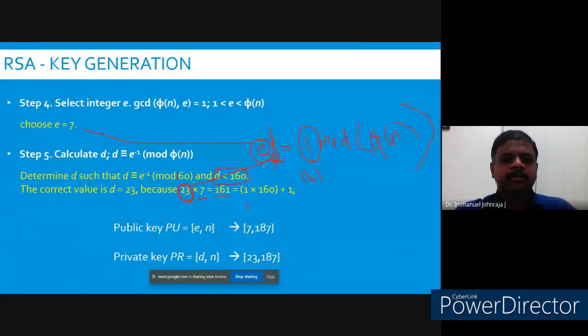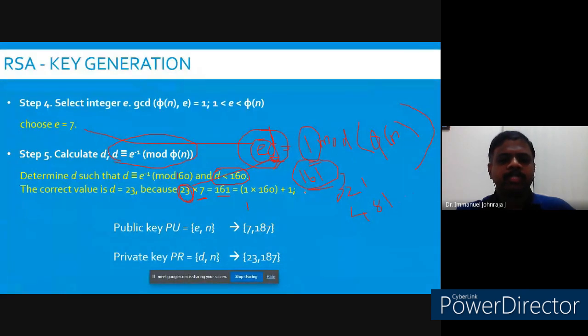Okay, I repeat, you have to calculate D such that D is equal to E inverse mod phi of n, which is similar to ED is equal to 1 mod phi of n. E is already chosen. You have to find a value of D such that if you take the modulus phi of n of the whole value, you should get 1. The possible values are, as I said, 161 or 321 or 481 and so on.